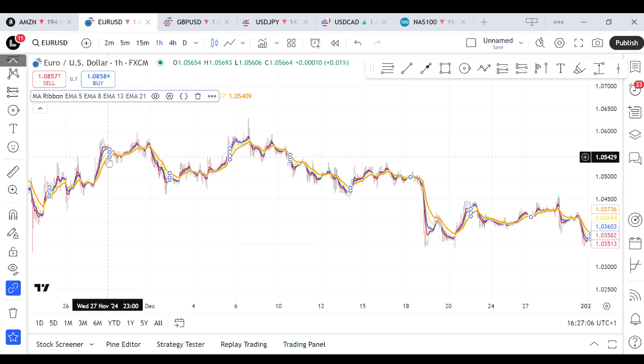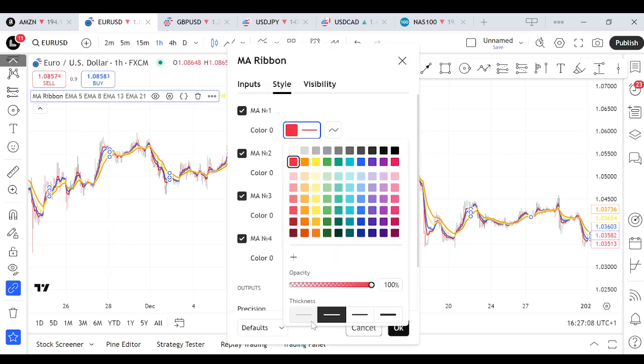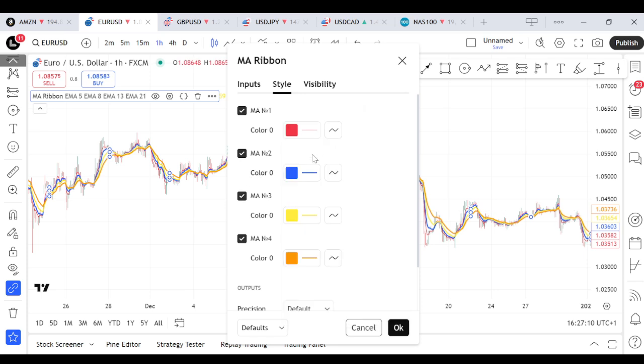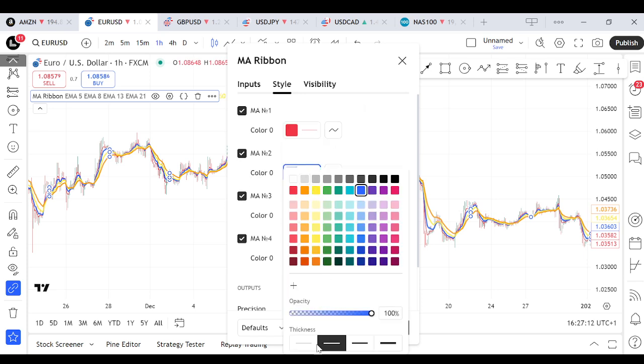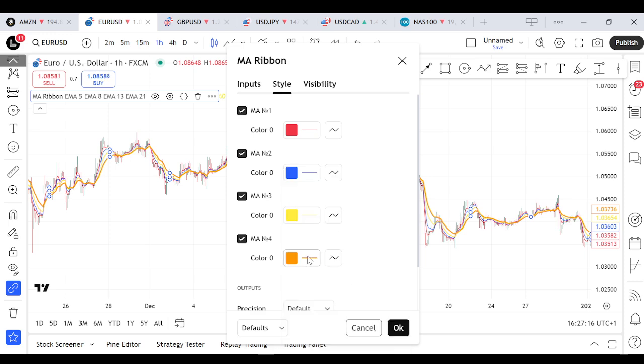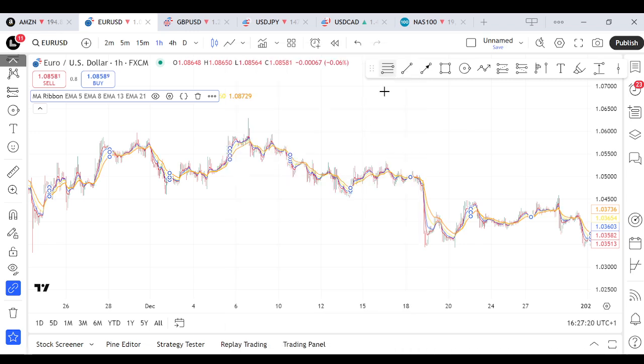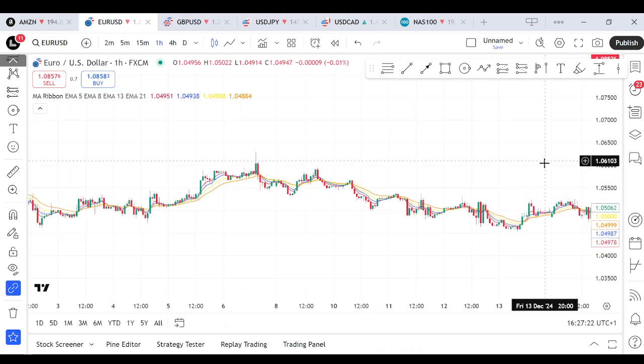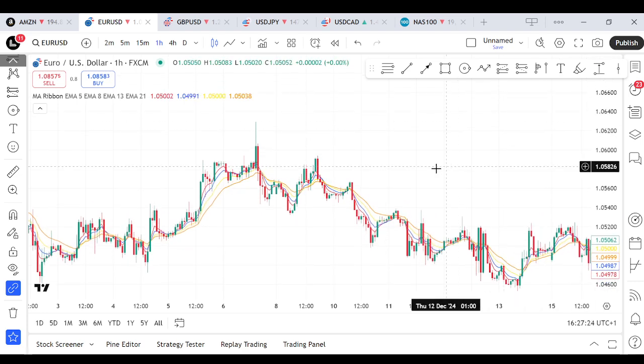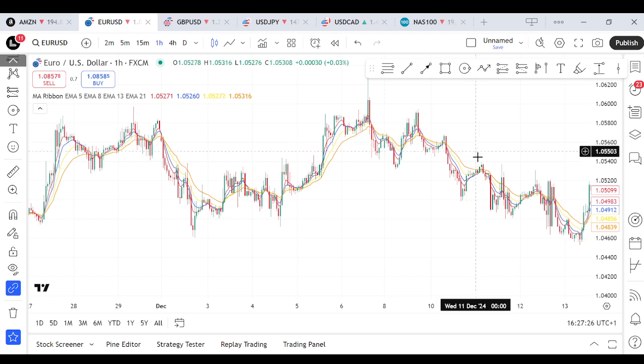Okay, I think this is too thick. Let me just reduce it back to default. All right, and here we go. Okay, we need to see those sharp price movements when using this moving average.